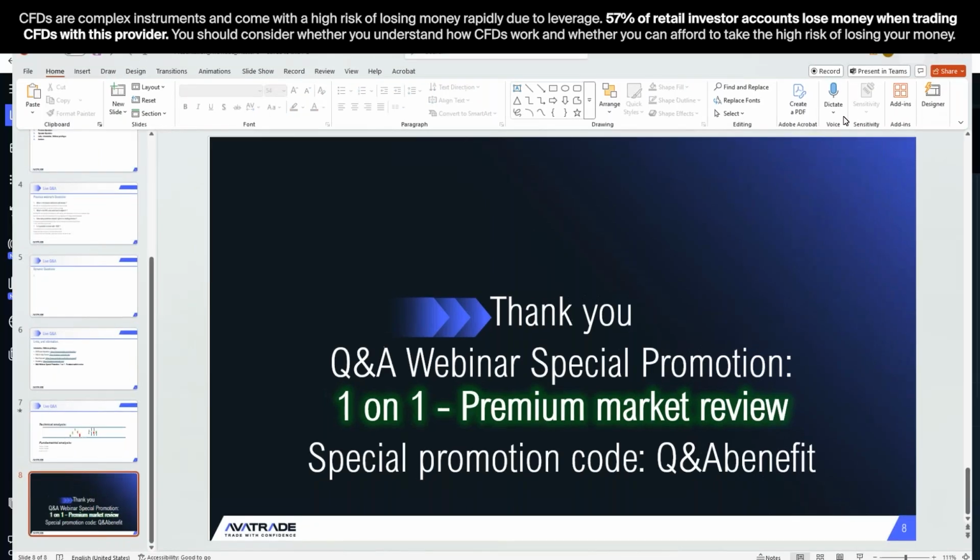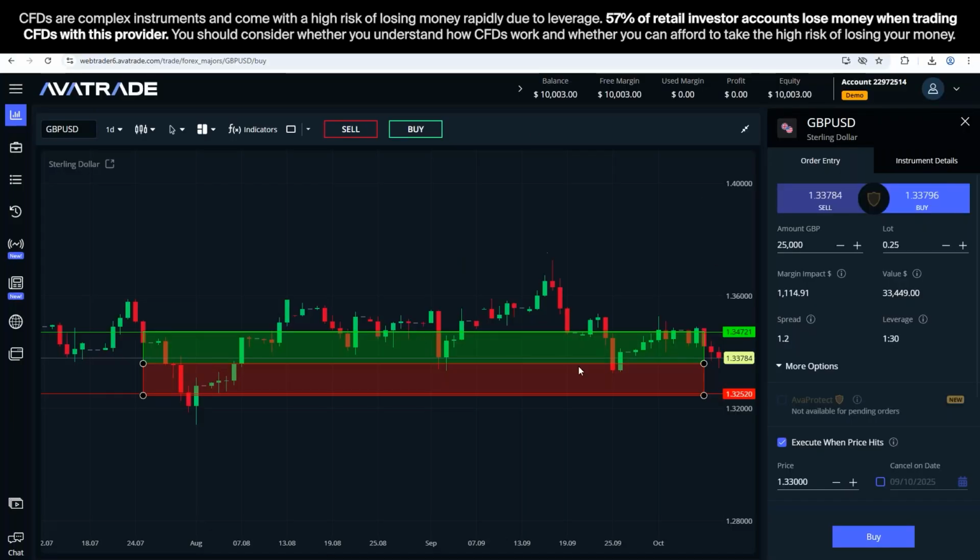Let me show you how to get there from the website. So this is where we are. The web trader is something we don't have to download or install. I'm just using it in the browser. We also have it in the app. It's called the AvaTrade Trading app. You can find it in the store on your device.